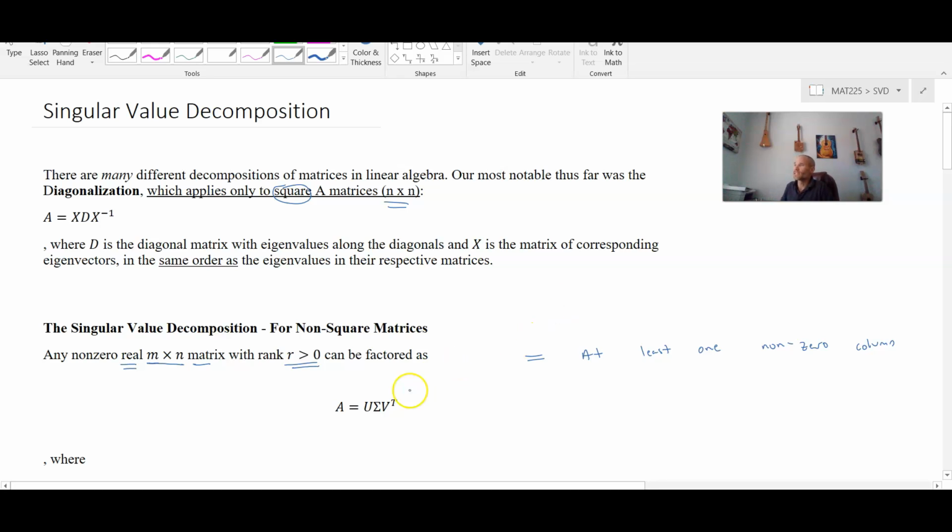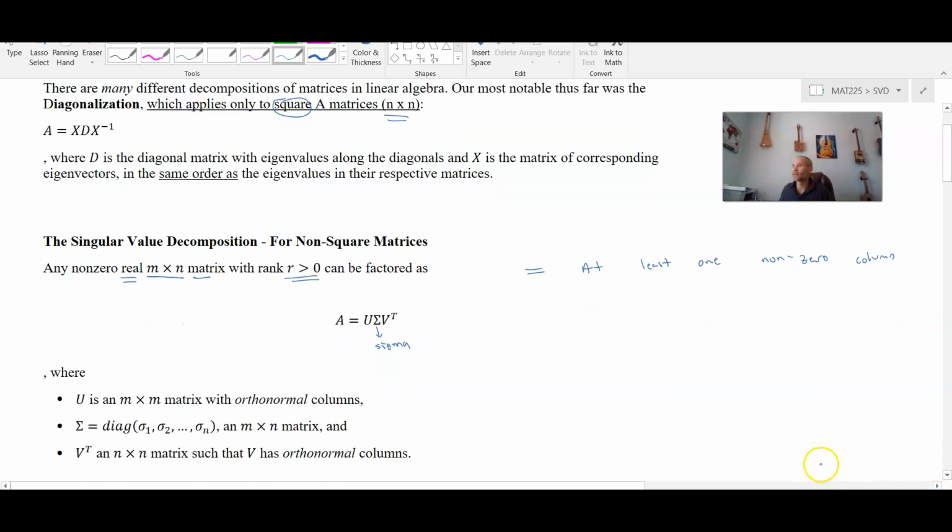So this decomposition says that A can be split up into a product of, again, three matrices, but the three matrices are going to be a little bit different than they were when we had a square matrix. A can be decomposed into the product of a matrix called U, a matrix called sigma. This is sigma. It's not representing summation in this case, as you might be used to. It's just the name of the matrix. And then this V matrix, it will be the transpose of this V matrix.